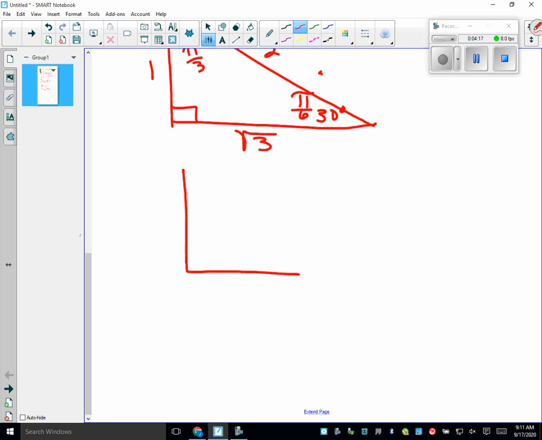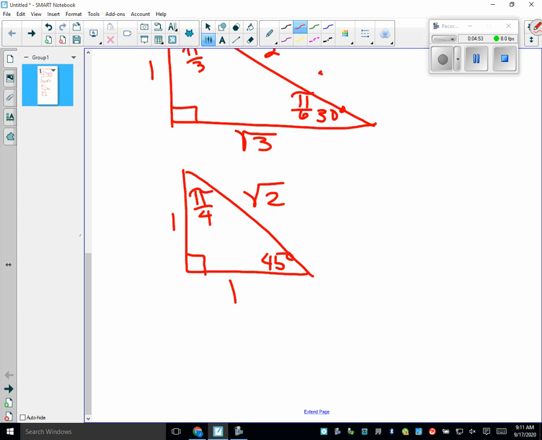Okay, and what about this one? 45, 45. So 45 degrees, what is that in radians? And what are my legs? 1 and 1. Okay, you have finished that page now. You can get your calculator out. There's nothing there that you need a calculator for, is there?